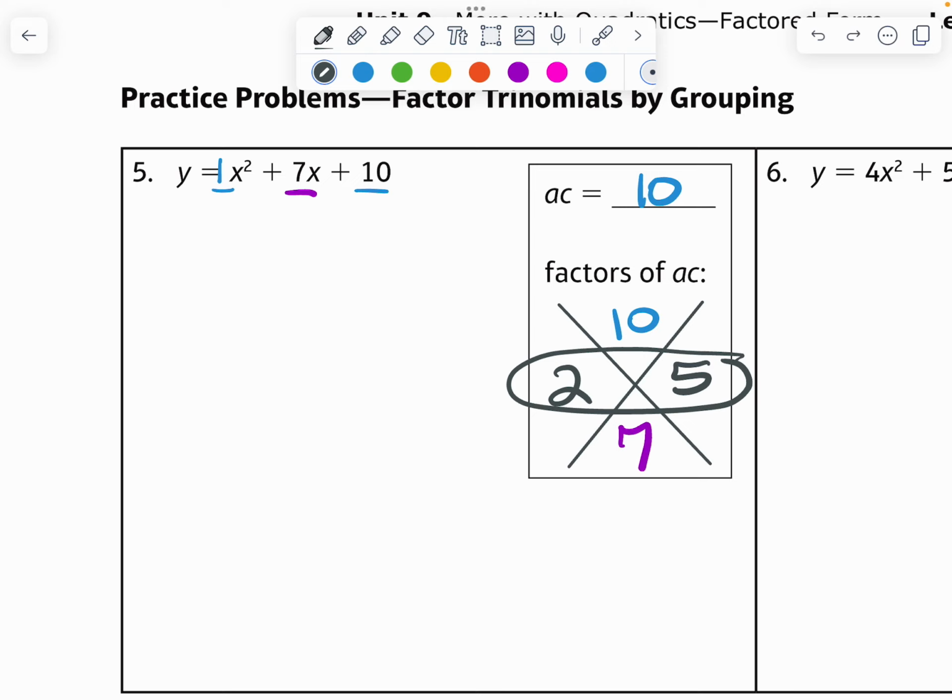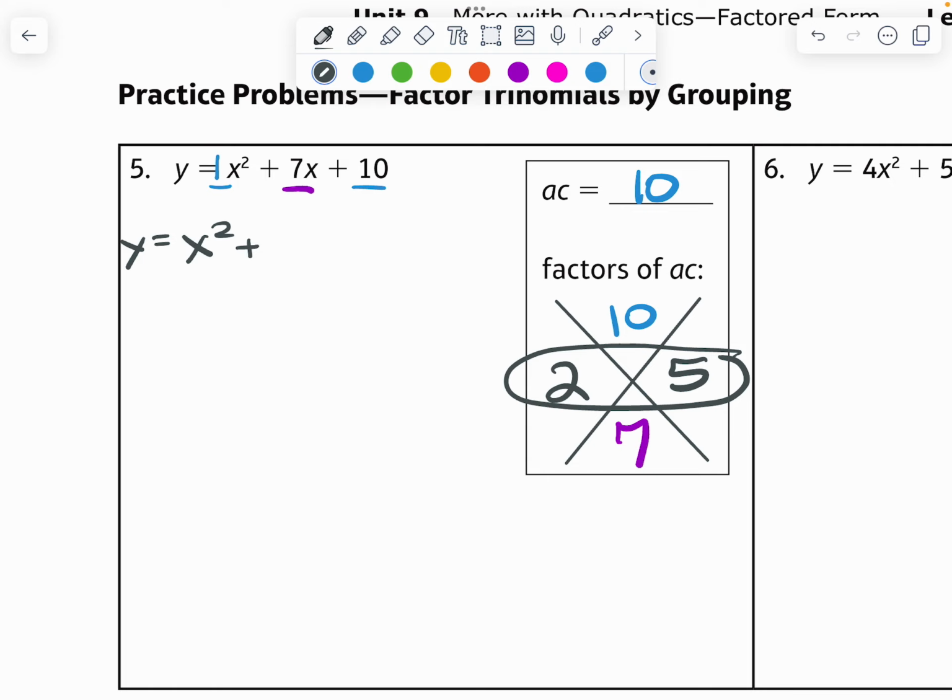So I'm going to rewrite my problem. Y equals x squared, and then I'm going to substitute in this 2x and 5x plus 10. See, these add up to this 7x right there? Okay. And then I'm going to cut this into 2 parts.